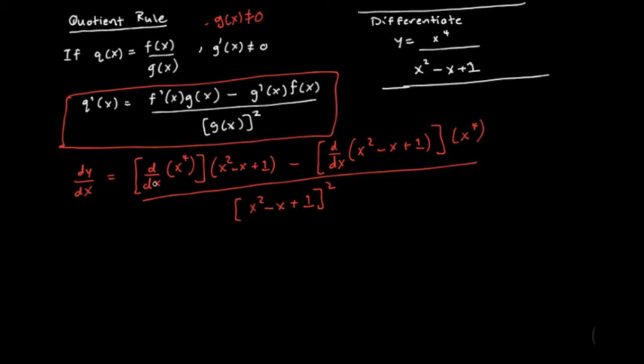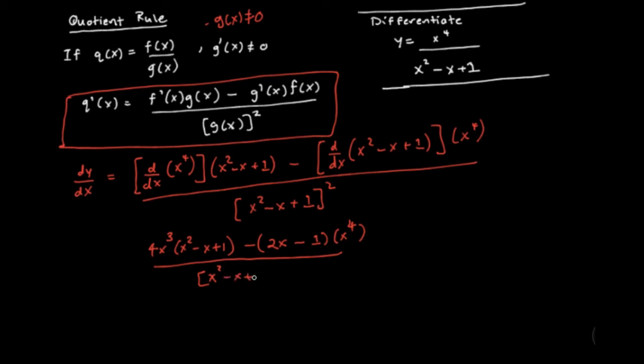Okay, now what I'm going to do is I'm going to clean this up, and I'm going to just find the derivative of each. So the derivative of x to the power 4 is 4x cubed times x squared minus x plus 1 minus the derivative of this guy. The derivative of x squared minus x plus 1 is basically 2x minus 1 times x to the power 4. And notice I'm putting brackets, right? Because we need to make sure that we do this appropriately under the principles of BEDMAS. You get x squared minus x plus 1 squared.